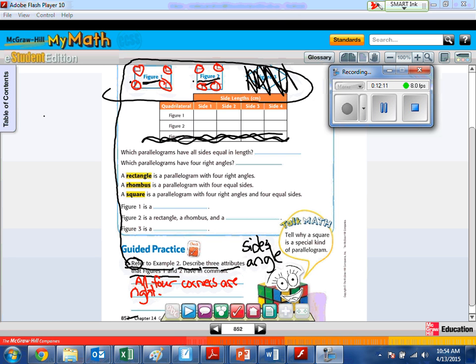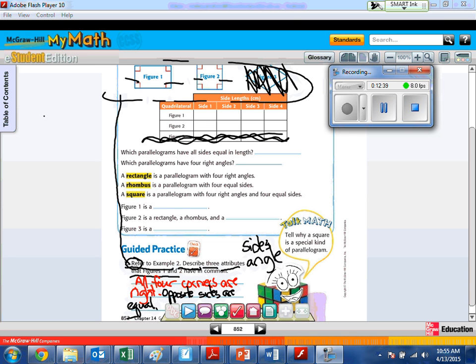What's something else they have in common? We've already talked about the angles, so let's talk about the sides. We know that they're both parallelograms. And remember, in parallelograms, the opposite sides are the same. So you could say opposite sides are equal.